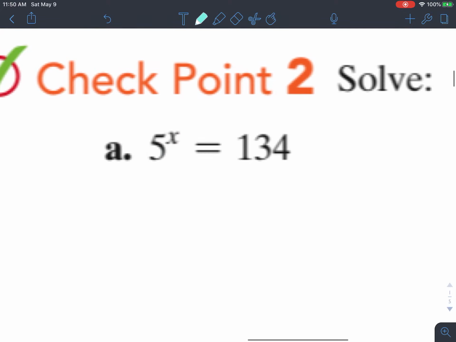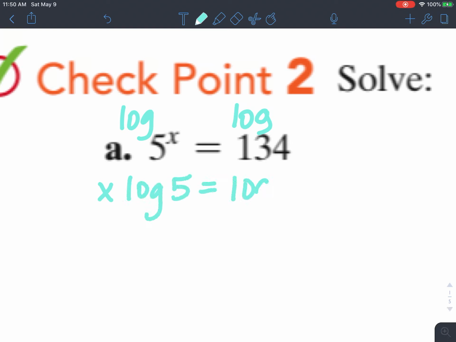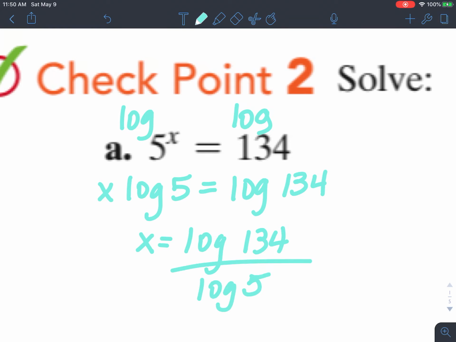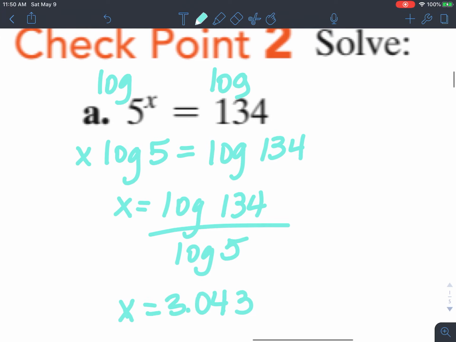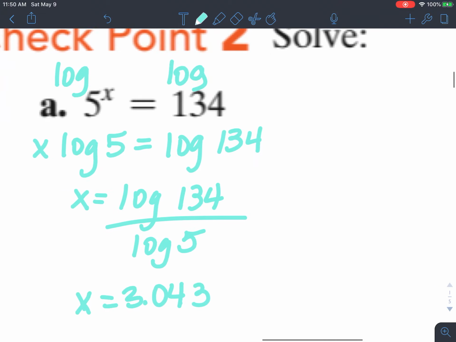Okay. So we'll take the log of both sides, and we get x log 5 equals log of 134. Divide both sides by log 5. log 134 divided by log 5, which is 3.043. I'm just going to stick with 3 decimal places for now.